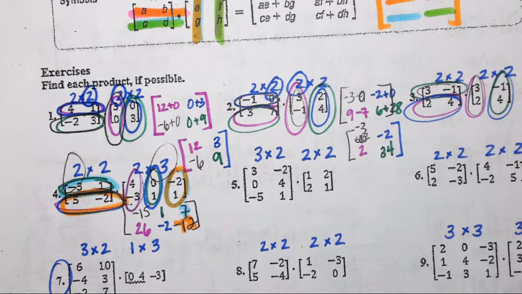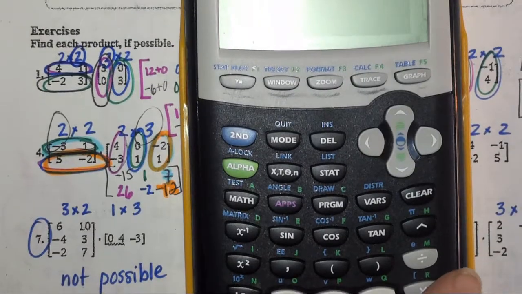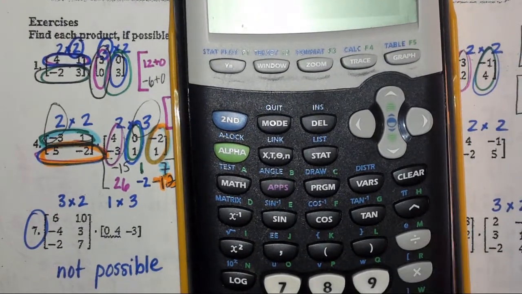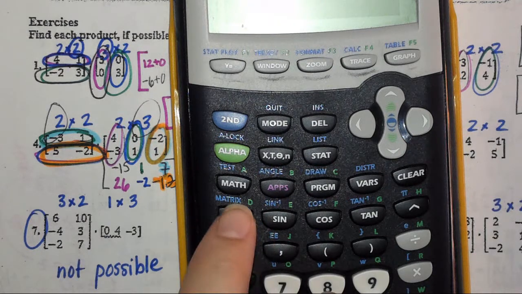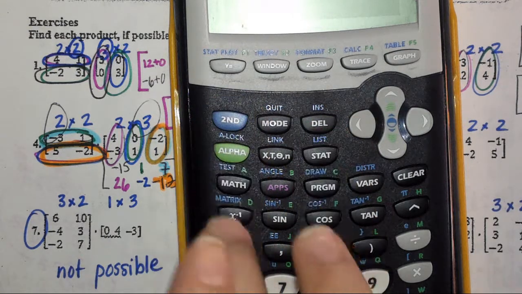How, Miss Compton, do you check yourself? I use something called a calculator. Get out your handy-dandy calculator. If you look at your fancy calculator, lo and behold, there is a button written in blue that says matrix. What key do you have to press to get to the blue buttons? Second. I heard it first from Steph. Get a point. Second, matrix.